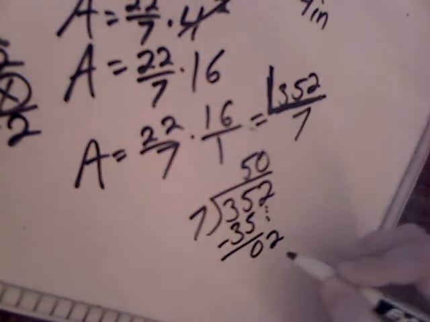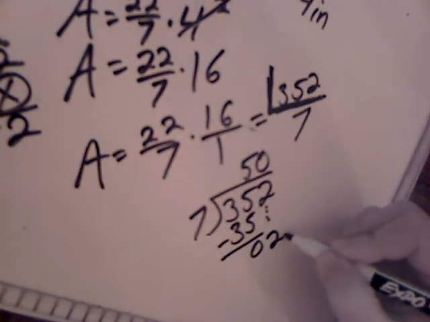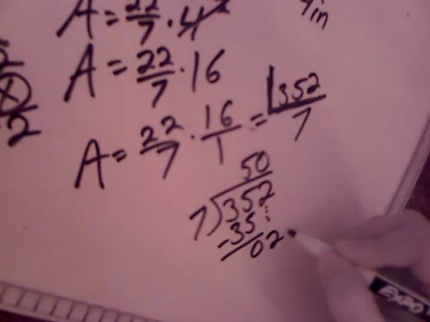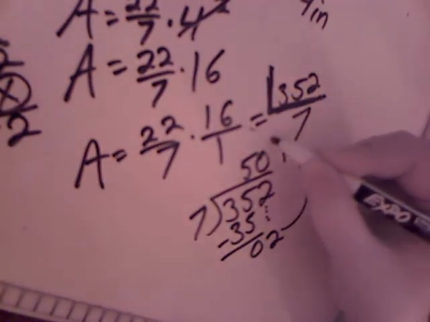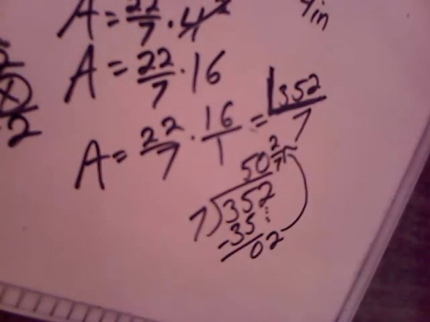Bring down the 2. 7 does not go into 2. So now we have a choice to either use a fraction or a decimal answer. I'm going to choose to use a fraction answer because we used a fraction for pi, and it will help us to stay consistent. So you take this 2 all the way from the bottom, move it to the top, and you have 50 and 2/7.